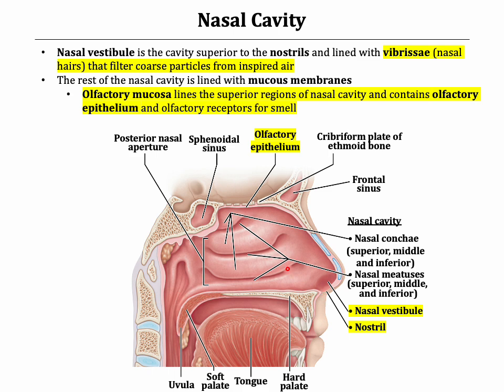Most of the nasal cavity is lined with standard mucous membrane, with a lot of goblet cells and a lot of mucus production to trap any particles that come in. But the superior aspect of the nasal cavity has olfactory mucosa. Olfactory epithelium is very specialized and responsible for our sense of smell. We have olfactory sensory neurons that dangle down through the cribriform plate of the ethmoid bone, always detecting our sense of smell.